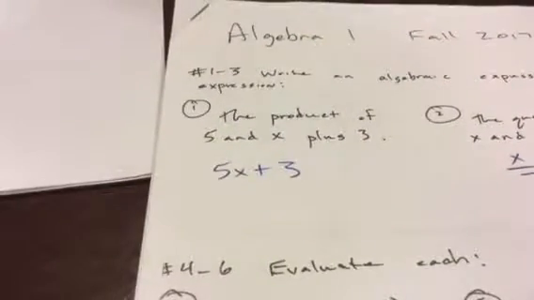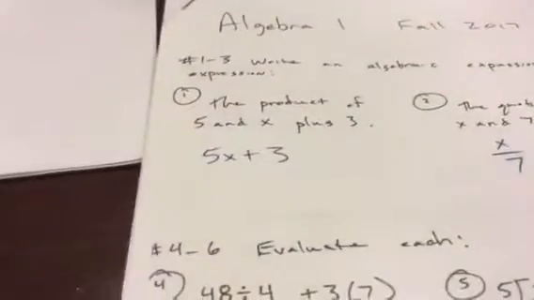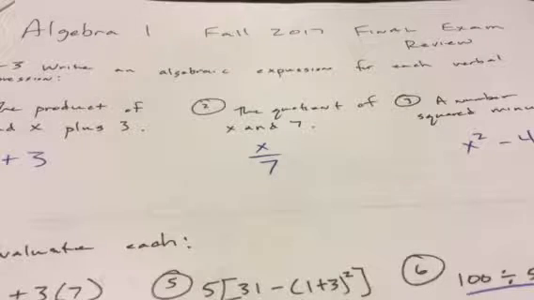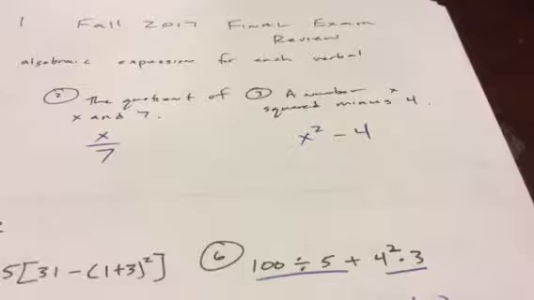Folks, here are the answers, 1 through 3. Write an algebraic expression for each verbal expression. Product of 5 and x is simply 5x and then plus 3 as you see it there. The quotient means division, so that's simply x divided by 7. Number 3 here, a number x squared minus 4.